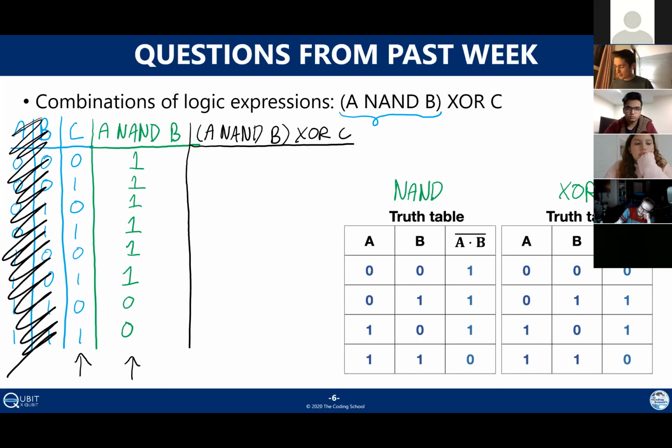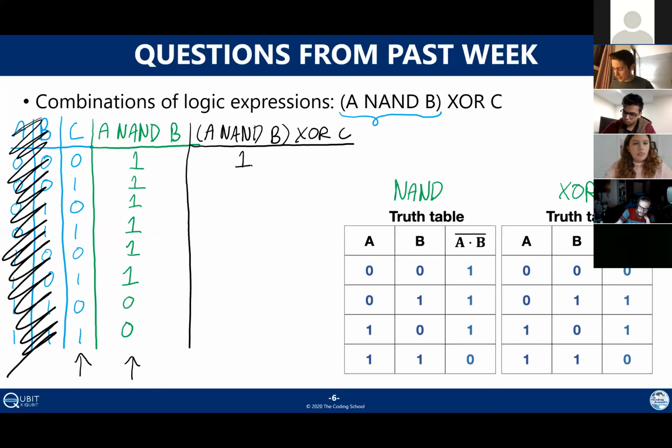So if we go ahead and do the same thing now, we're looking at A NAND B XOR C. So I'm going to take first A NAND B, which is a 1, XOR C, which is a 0, and find that row in my truth table. So that's the 1, 0 row. Go over here to my XOR truth table. I have 1, 0, gives me a 1.